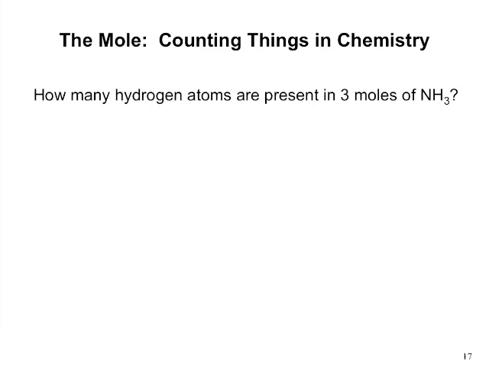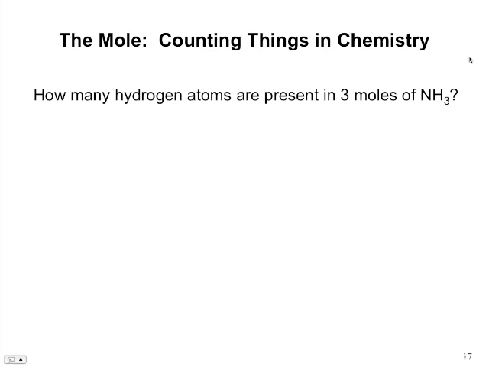So now let's look at some applications of using this concept of the mole for counting things in chemistry. We'll look at this through several problems. The first one asks how many hydrogen atoms are present if you have 3 moles of NH3 or ammonia. We're going to solve this two different ways. One, I'm going to show you a step-by-step way of thinking about how to address this question, and then we're going to show you the quick way of doing it using the dimensional analysis technique.